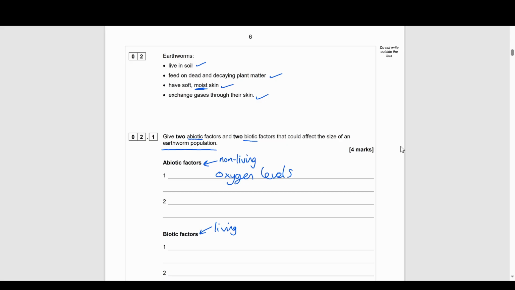Now, if there's water that's present in the air, that is known as humidity. So the levels of humidity that may be present in the ecosystem could affect our earthworm population. Because if there's low humidity, then their skin's not going to be moist, and then that could cause them to die.